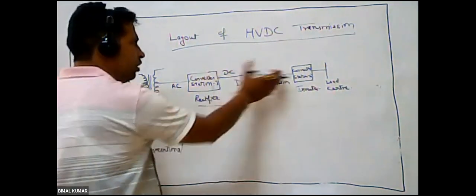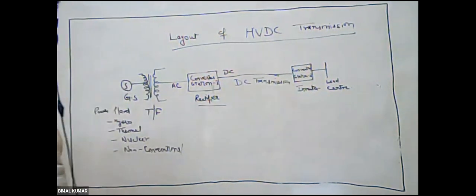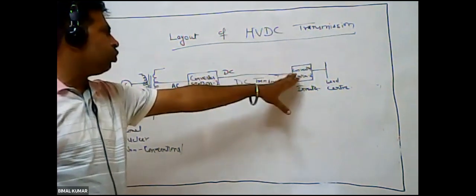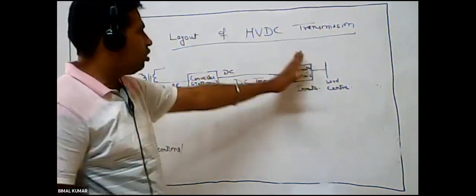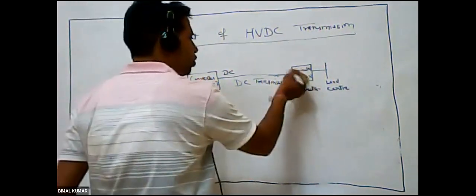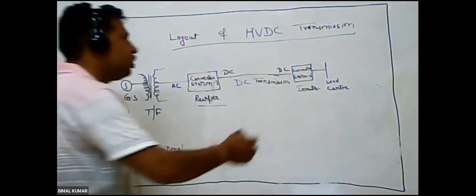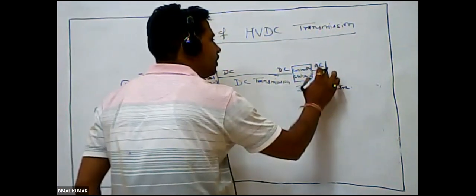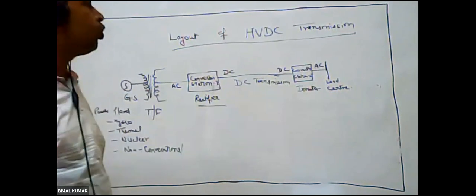Then after that this DC will be transmitted to the load center, and at the load center we have converter station 2. Converter station 2 acts as equivalent to the inverter, right? On the input side of converter station 2 we are supplying DC, and the output of converter station 2 will be AC, and this AC, after some step down, may be supplied across the load center.